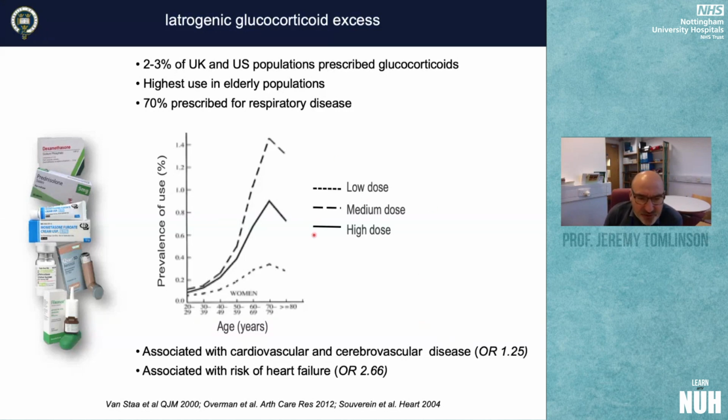There's a slightly hazy graph you can see here, but what you can see is that as age increases, the prevalence of glucocorticoid use increases significantly. It's across all the different doses, but actually most commonly medium dose and in the elderly, and it's perhaps the elderly who are more prone to the adverse consequences of that glucocorticoid excess. If you correct for underlying disease, the glucocorticoid itself is still associated with increased cardiovascular and cerebrovascular disease and heart failure. That's relatively historical data from probably 15, 20 years ago.